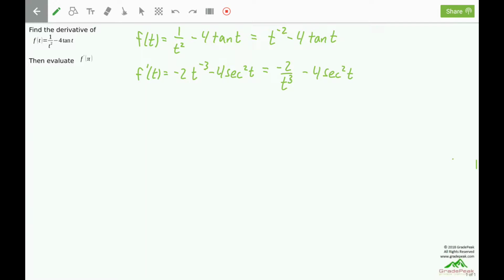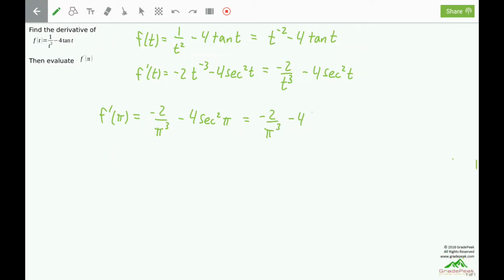The next thing is to evaluate f prime of pi, which means to plug a pi in for each of the t's. That will give me a negative 2 over pi cubed, then minus 4 secant squared of pi. There's nothing that can be done with this first term. We'll just continue to write it as is.